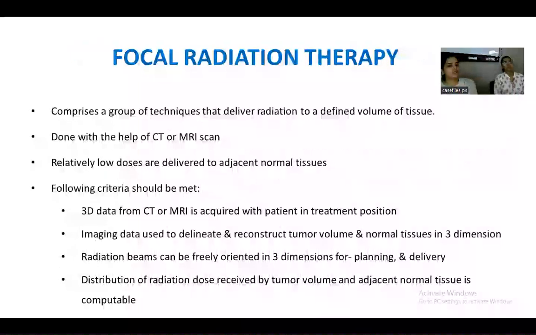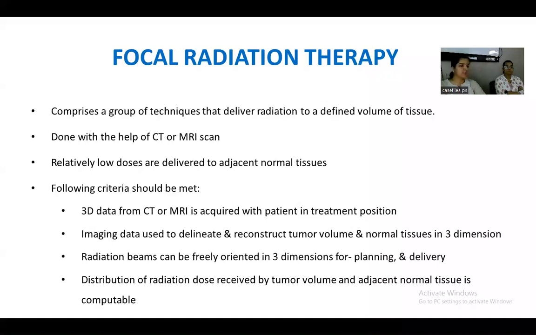So we proceeded with focal radiation therapy. Here, the techniques involved provided radiation to a defined volume of the tissue, and it was done with the help of CT or MRI scan along with 3D reconstruction. Here, relatively lower doses were delivered to the adjacent normal tissue.